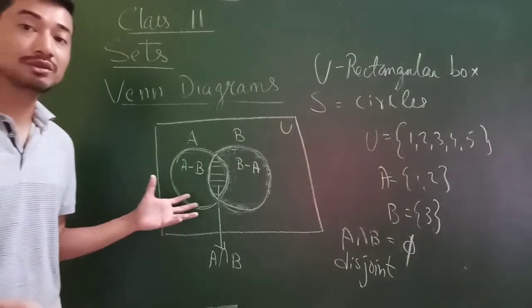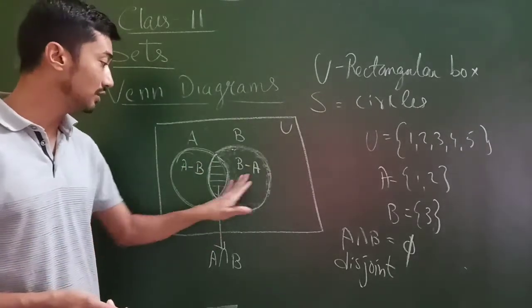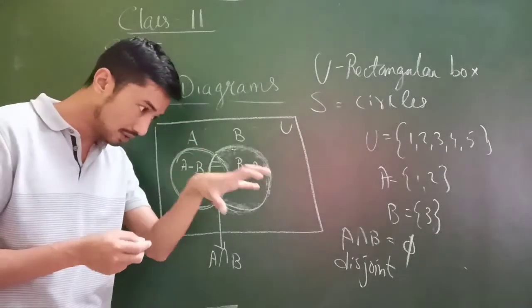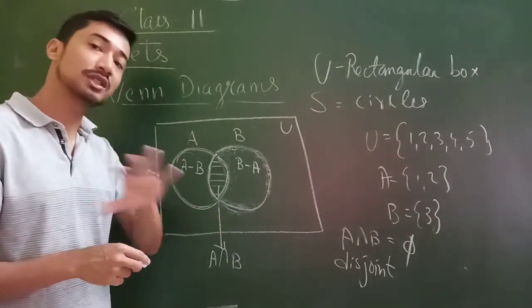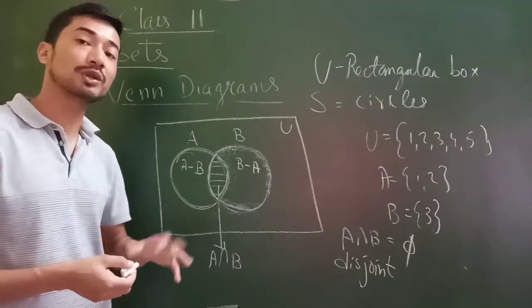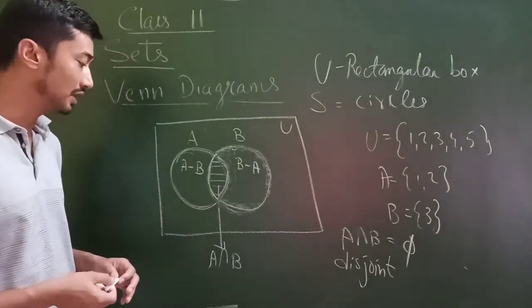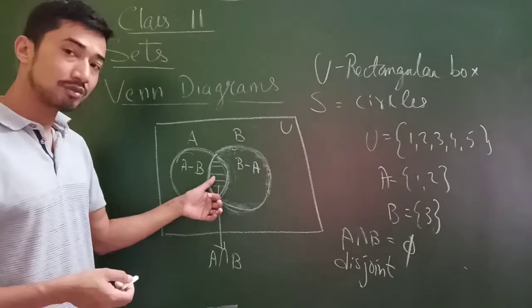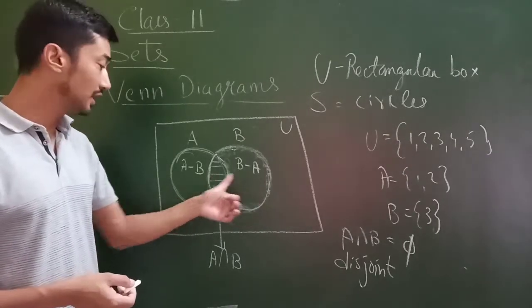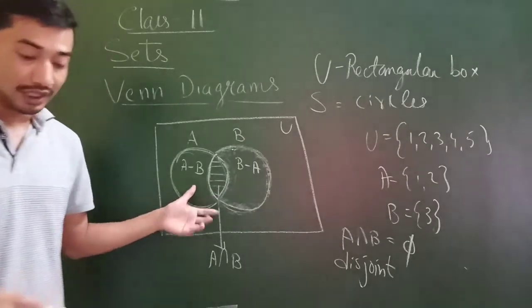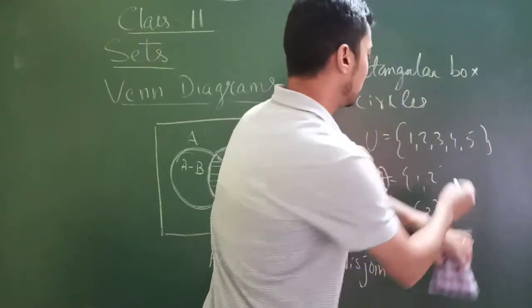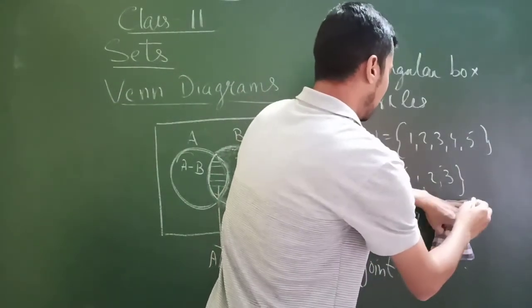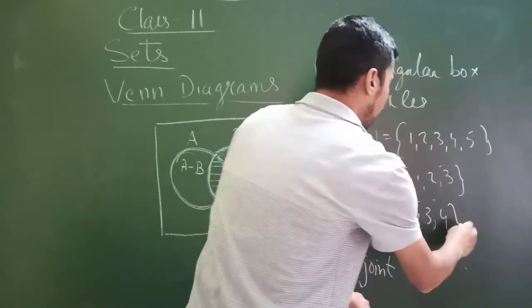So each region is represented, a very simple concept, like pictorial representations. Logic and common sense make it easier than a formula, and easy to remember. The common region is A intersection B, that is a separate region, B minus A is another region, and A minus B is another region.